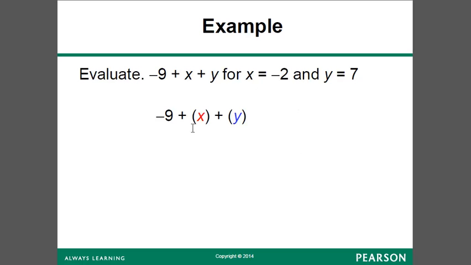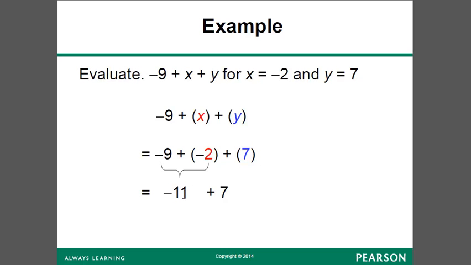My next step is to replace my x with a negative 2, replace my y with a 7. As I have done here, I've replaced the x with a negative 2 and replaced the y with a 7. Now I already have these grouped like I did in the previous problem. I can take negative 9 plus a negative 2, and that would give me a negative 11 plus 7.